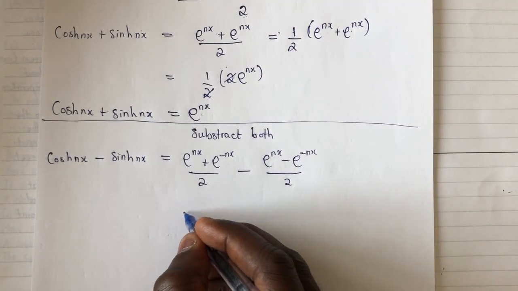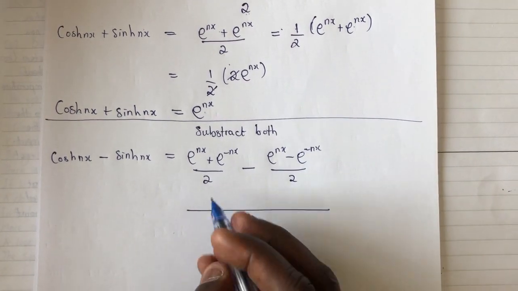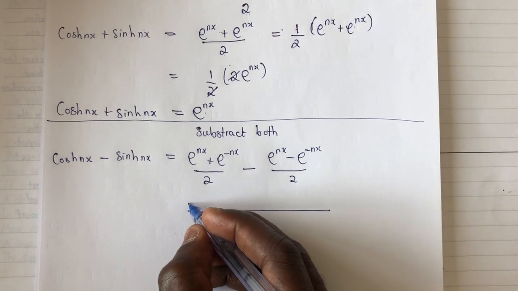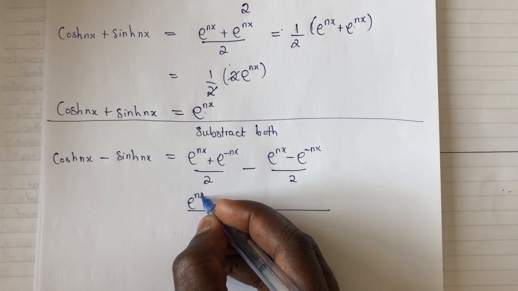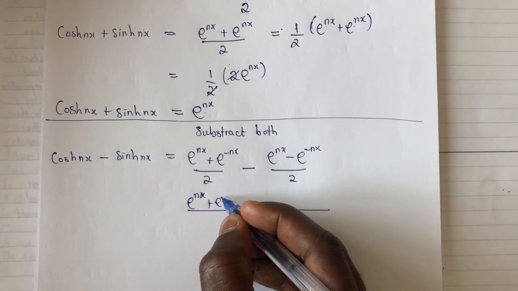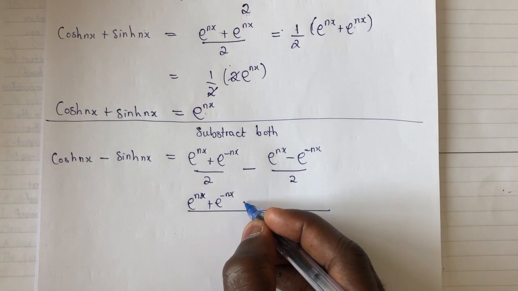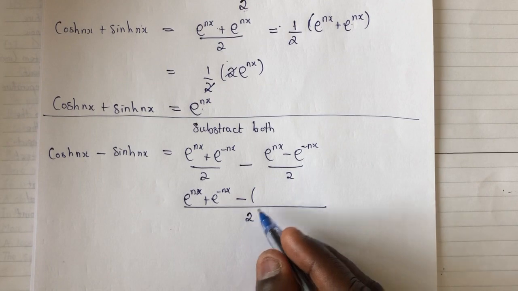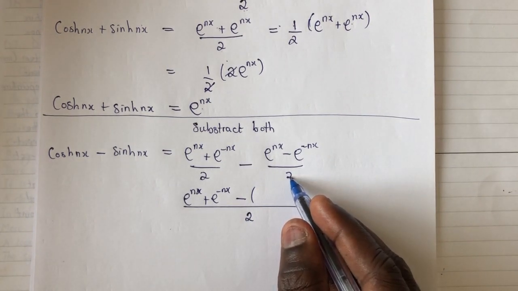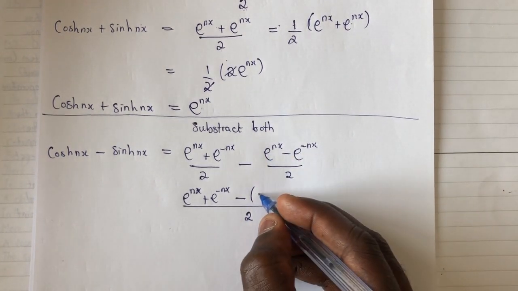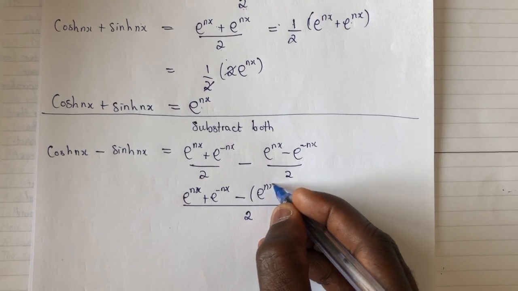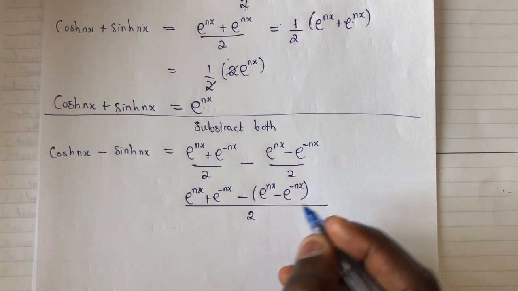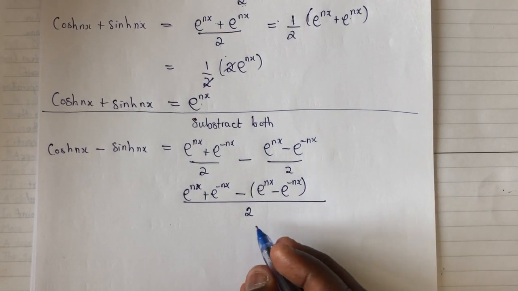So the LCM here will be 2. 2 into this 1 times the numerator will give us e raised to the power nx plus e raised to the power minus nx. Then this minus sign will come. I'll bring a bracket. So now this into this will give me 1 times the numerator, the same thing, e raised to the power nx minus e raised to the power minus nx. Bracket close, so that this can affect everything in the bracket.